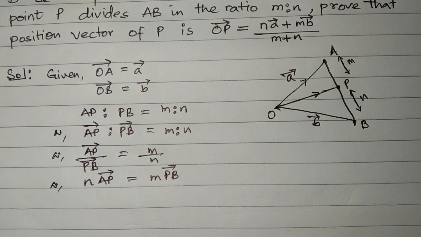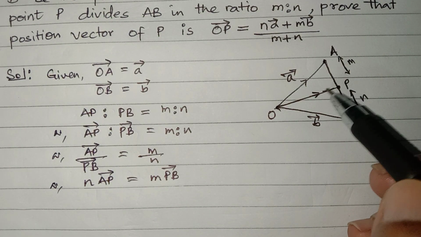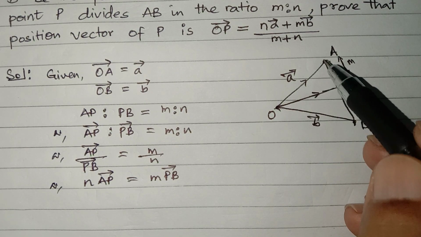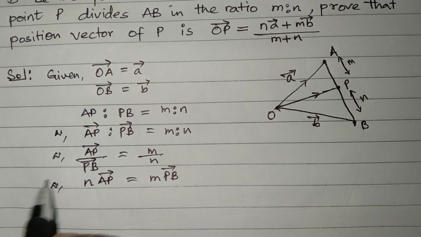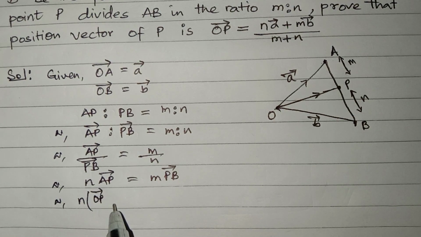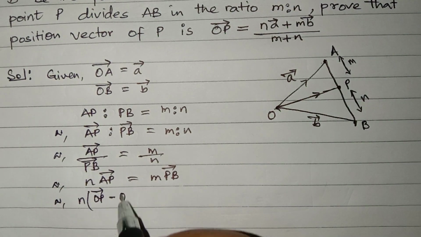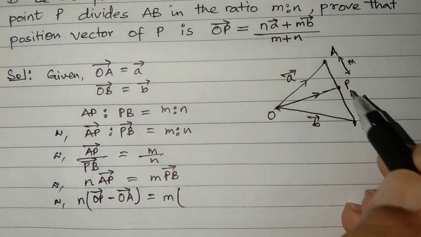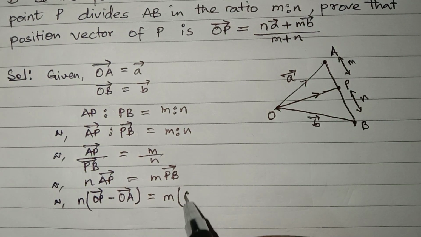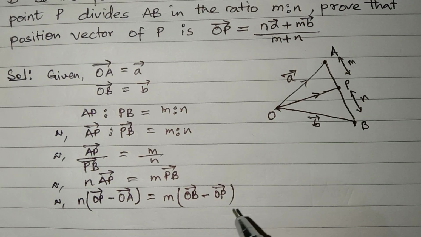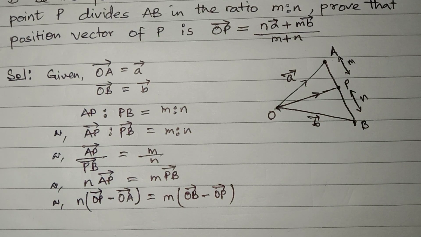Now what is vector AP? Let's check. Vector AP is vector OP minus vector OA. So it is n times vector OP minus vector OA equal to m times, what is vector PB? Vector PB is OB minus OP. Okay friends, this is how to write a vector in the form of the difference of two vectors.